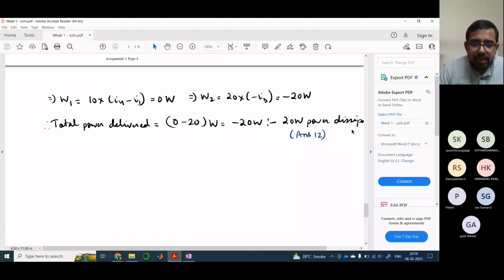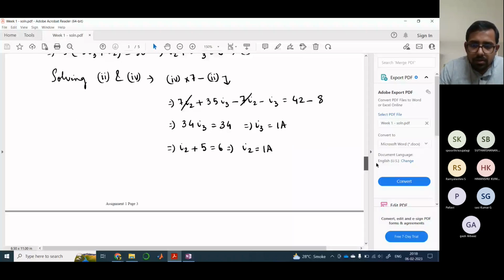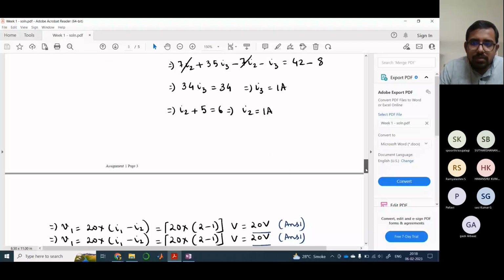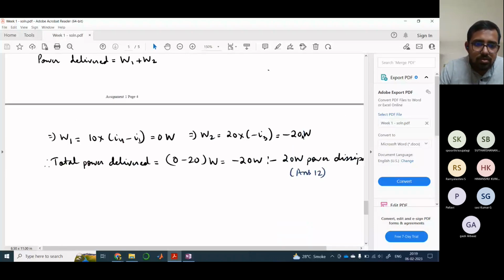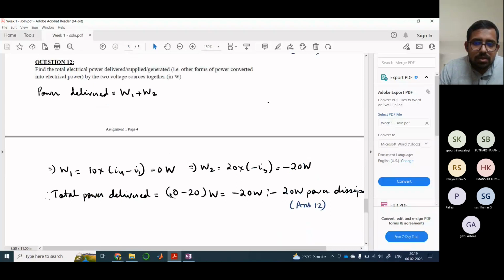So my I3 we found out. What was our I3? It was 1 ampere, simple. So this would be nothing but minus 20 watt. So what is the total power delivered? This is minus 20 watt.